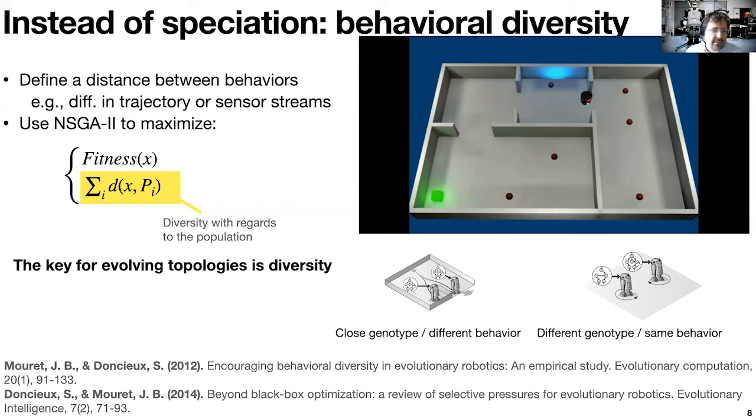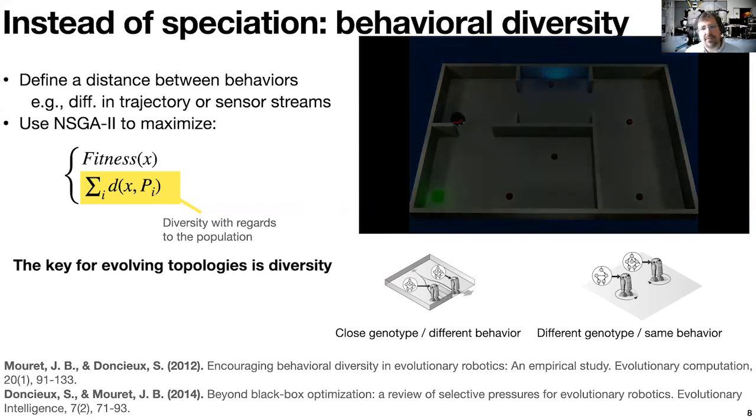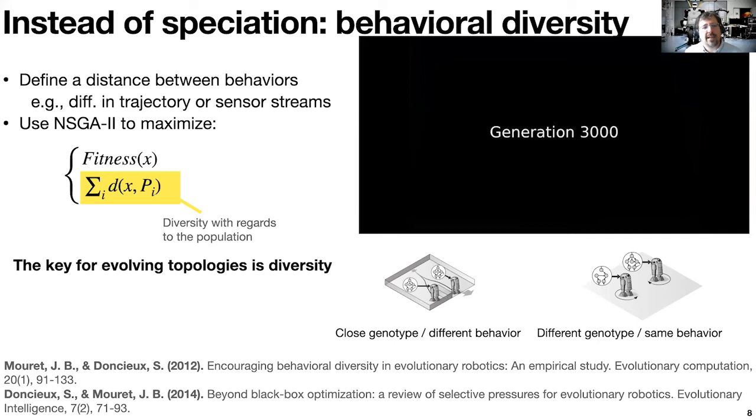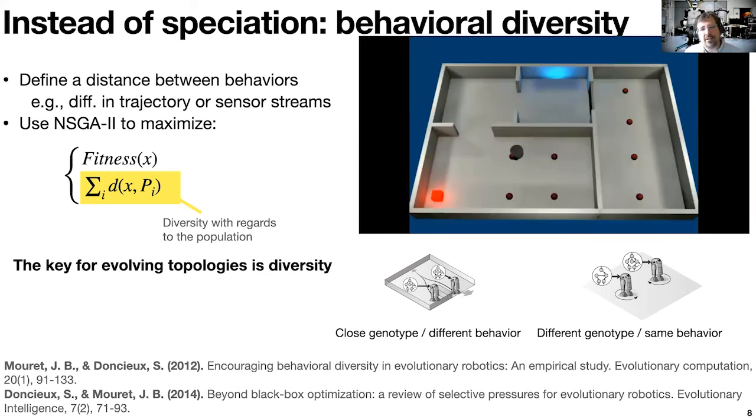So if we can compute this, then we can use a multi-objective evolutionary algorithm, like what we described before, like NSGA-II, to maximize two objectives. One is the fitness, so the reward, and the other one is the diversity with regard to the population. That's just to make sure that in the population, all the individuals are doing things differently.